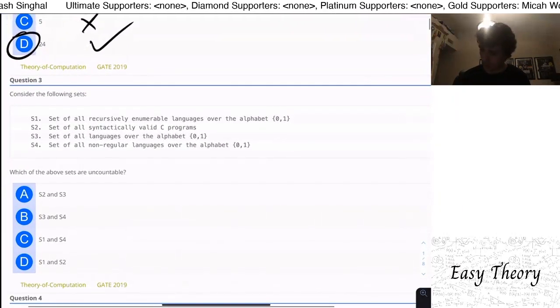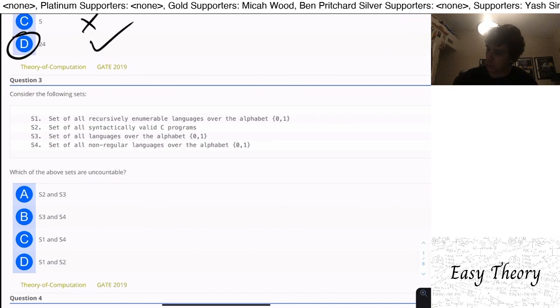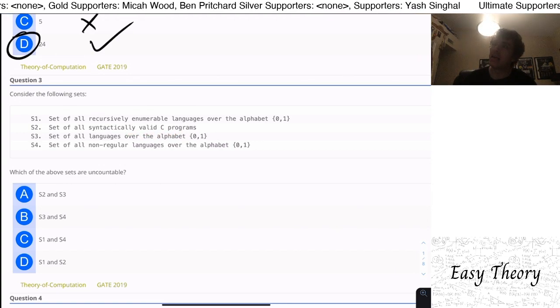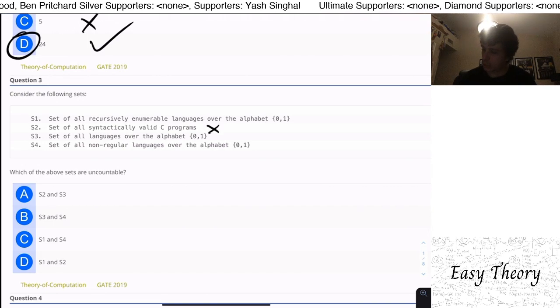Okay. Consider the following sets. The set of all recursively enumerable languages over {0, 1}, all valid C programs, all languages over the alphabet {0, 1}, and all non-regular languages. Which ones are uncountable? So we can actually do this directly, I think. Valid C programs are at most the number of all possible programs, which corresponds to all binary strings, which is a countable set. So S2 is not going to work.